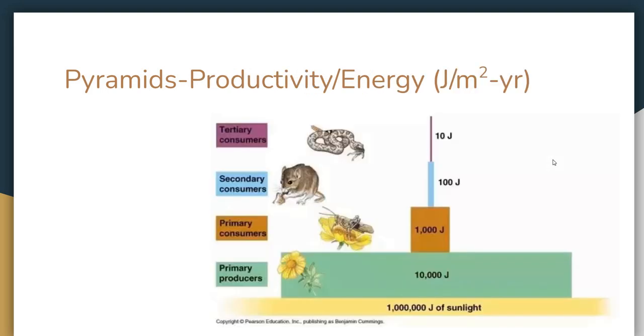And finally, we have the movement of energy. And you can see this one really obeys the 10% rule. So draw it like this. Don't draw them like a typical pyramid. You'll get that marked wrong.